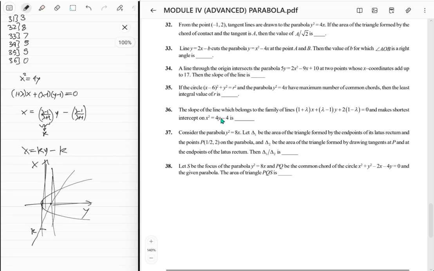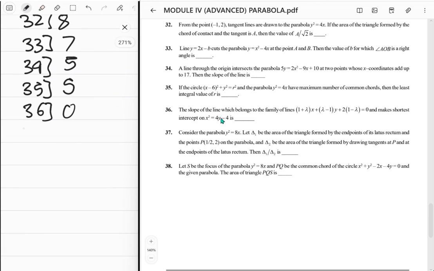Next, 37. Consider the parabola. Let delta 1 be the area of triangle formed from the endpoints of its latus rectum and the point 1 upon 2 comma 2, okay, on the parabola. And delta 2 be the area of triangle formed by drawing tangents at P and the endpoints of latus rectum. Sorry, area of triangle formed by. Oh, okay. Then delta 1.